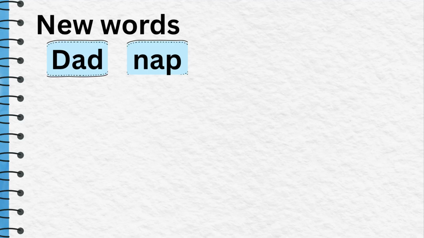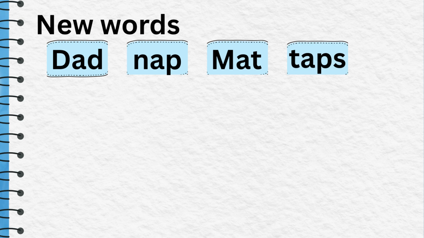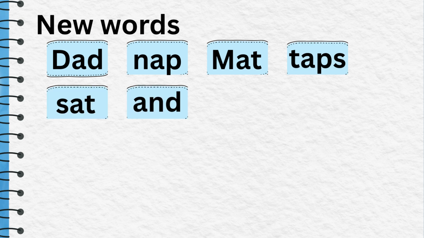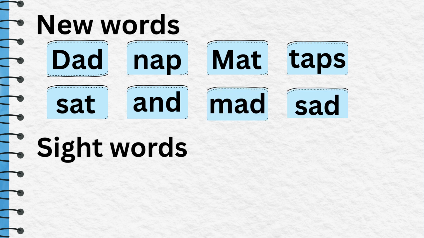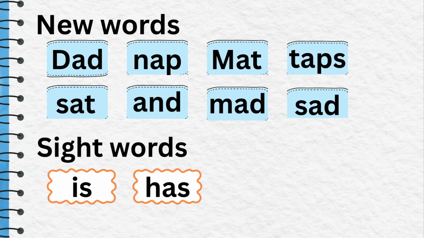Dad, nap, Matt, taps, sat, and mad, sad. Some words don't follow the rules, but you see them often. You just have to remember them. These words are says, is, has.